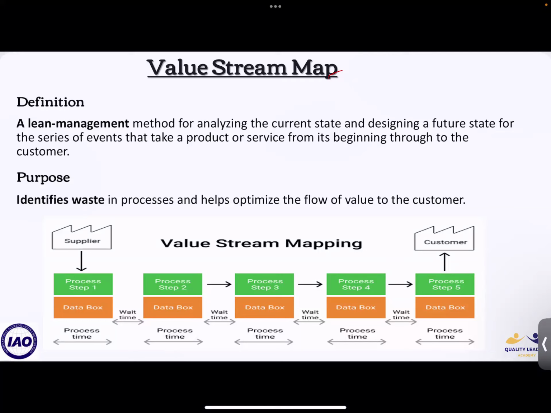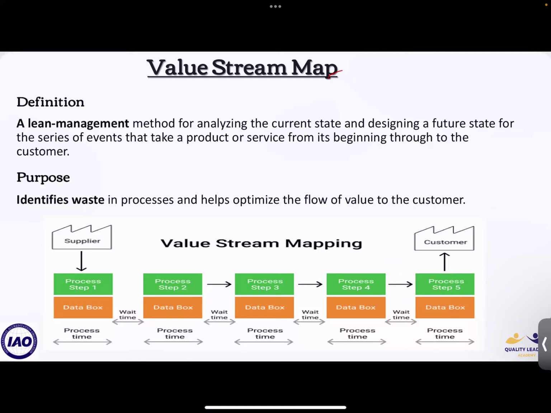Now, why is this important? Well, here's the reality. Every process, no matter how good, has room for improvement. This will help us identify waste, whether it is delays, unnecessary steps, or inefficiencies. Once we spot these issues, we can work on optimizing the flow of value so that the customer gets what they need faster, better, and with less waste. Let's look at the diagram.